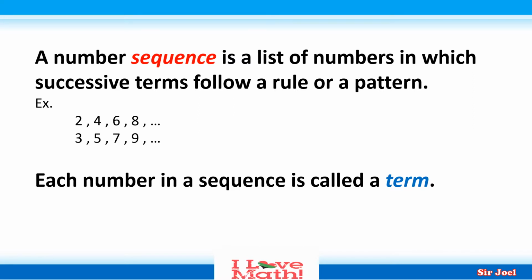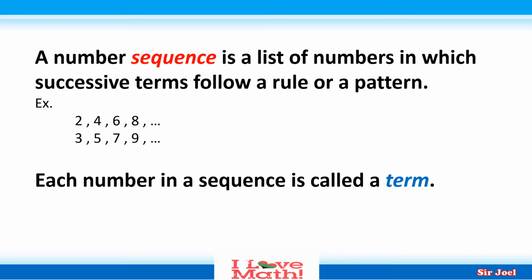When we say sequence or number sequence, it is a list of numbers in which successive terms follow a rule or a pattern. Example: 2, 4, 6, 8, ellipsis. Another example: 3, 5, 7, 9, ellipsis. And each number in a sequence is called a term.